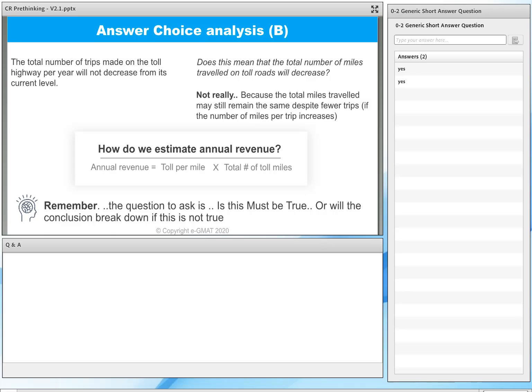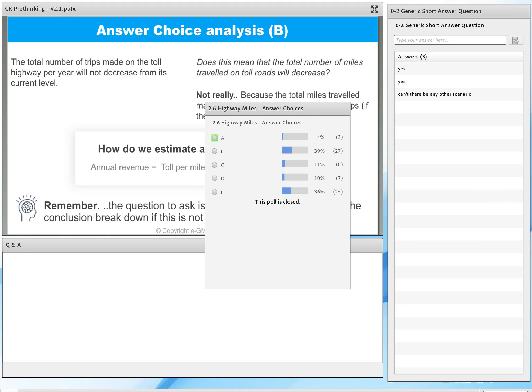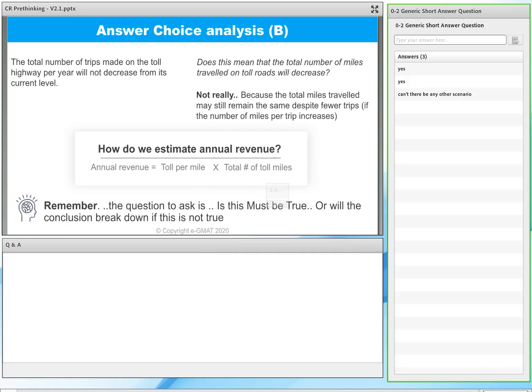Okay. Now, answer choice B, which was the most popular incorrect answer choice. We're going to look at every answer choice and I will share how you guys polled. You can see how you guys polled over here. You can see which answer choice you chose. Choice B talks about the total number of trips made on the toll highway not decreasing from its prior level.